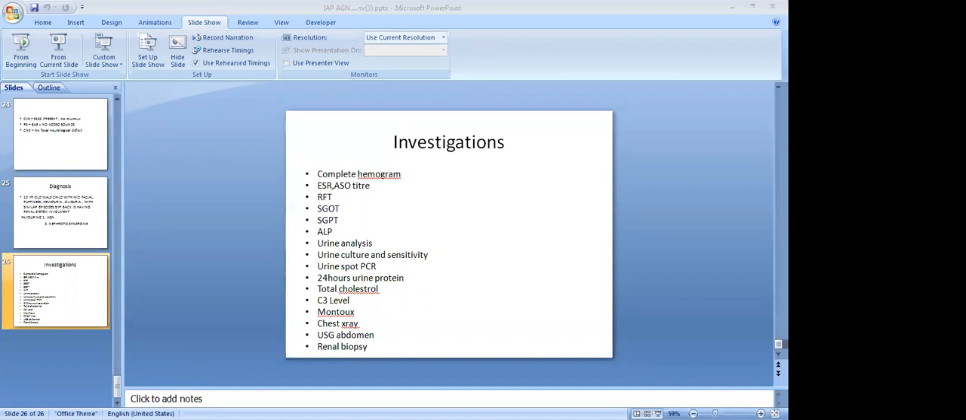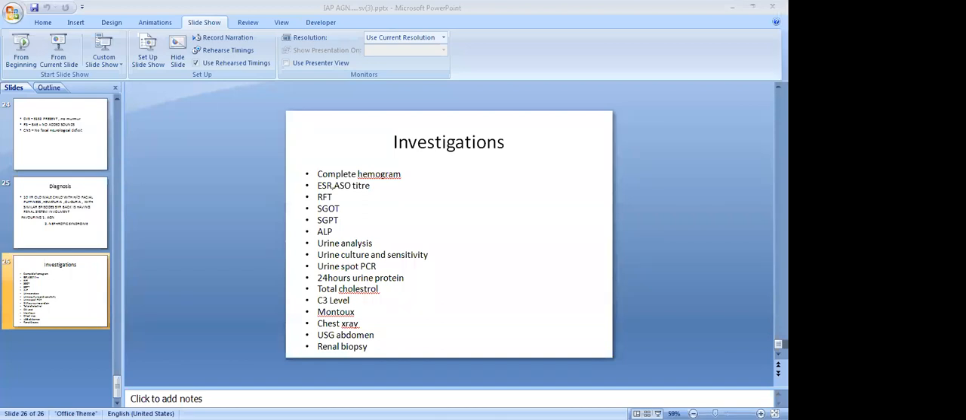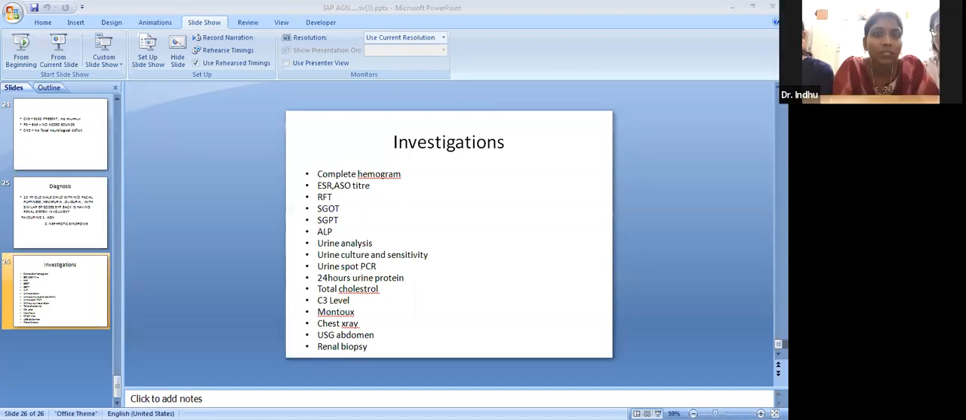In Henoch-Schonlein, on seeing the child only, how do you know who all will develop nephritis? So what are the risk factors in Henoch-Schonlein for a patient to develop nephritis? Okay, maybe slightly difficult for your level. What findings do you find in Henoch-Schonlein nephritis? What happens in the kidney because of Henoch-Schonlein? Immune complex deposition. Okay.